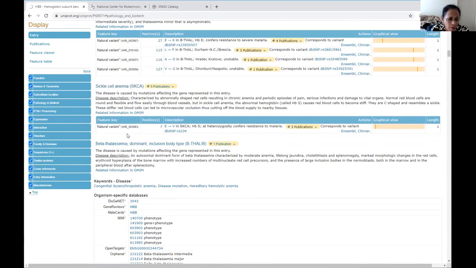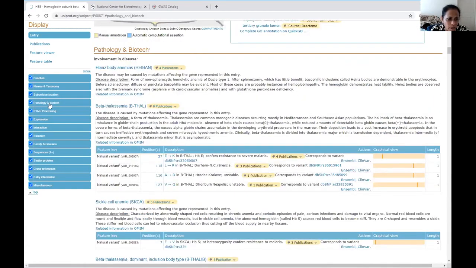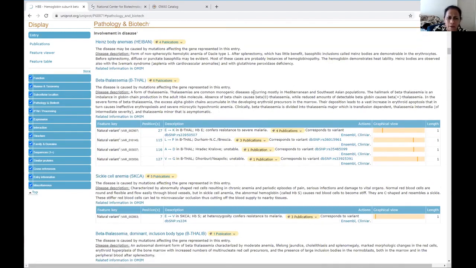So if you go to UniProt and click on the pathology and biotechnology section, it will tell you all the diseases that this particular gene is involved in. And it will give you all the relevant publications if you're interested in Heinz body anemias and all of those things. So this is a very, very important part of UniProt.